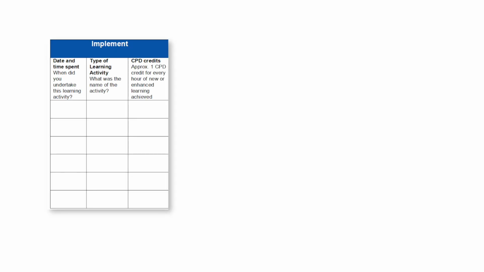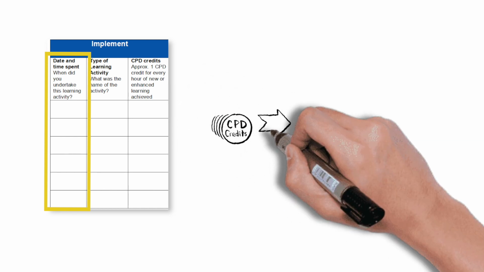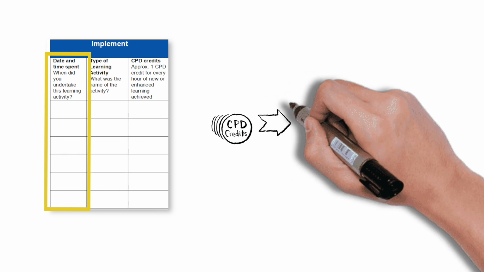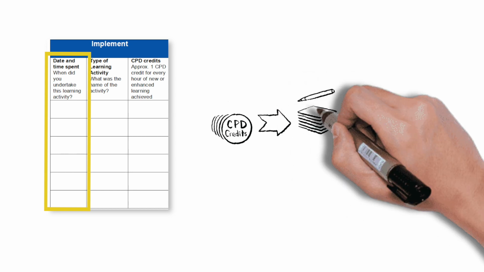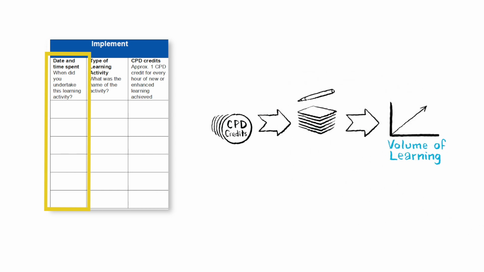When you reach the Implement section, the first thing you should do is enter the date and amount of time spent on a given activity. As you would expect, there is a direct relationship between time spent and credits assigned. Generally speaking, the more CPD credits assigned to an activity, the more content there would be, which would in turn demonstrate the volume of learning achieved.